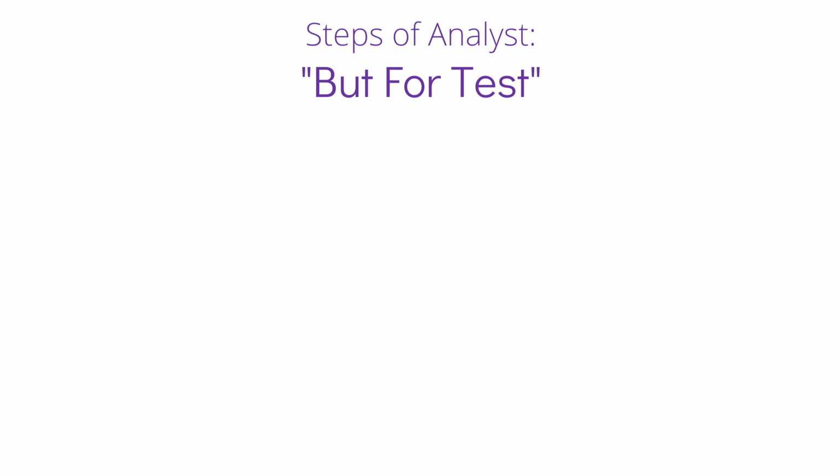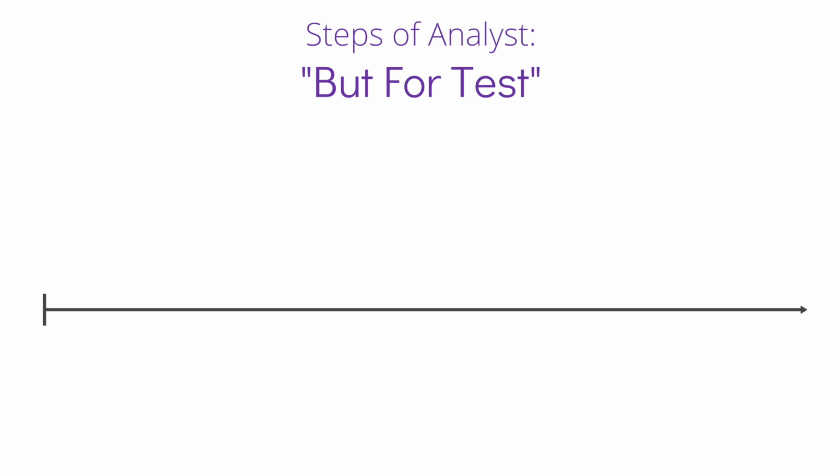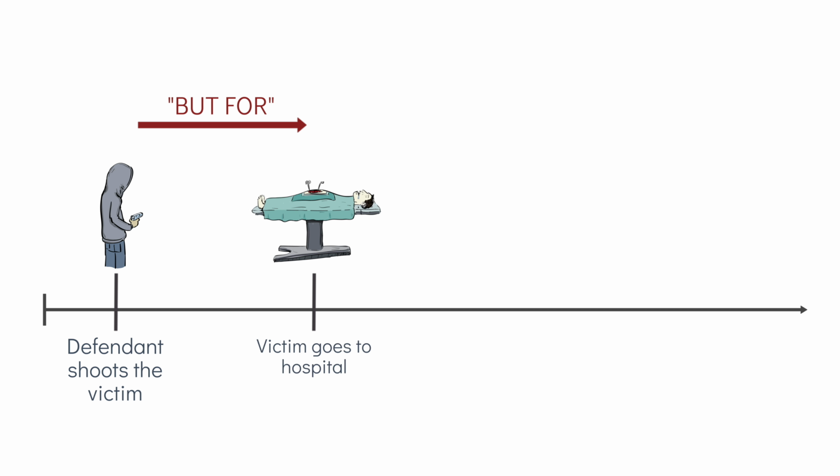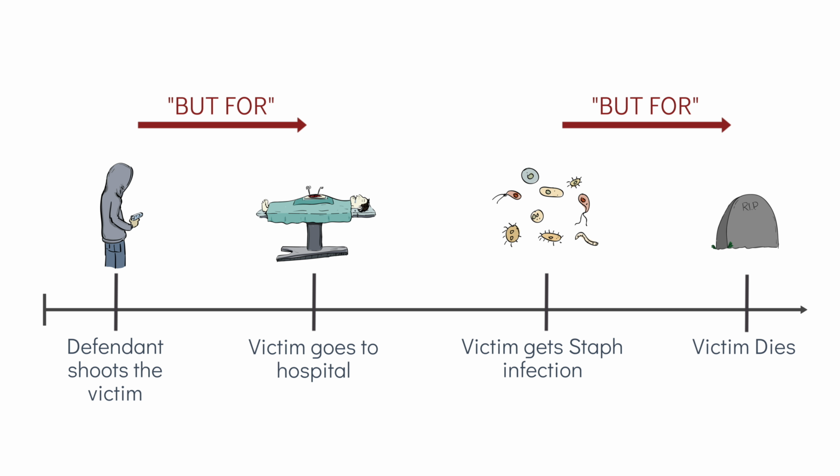Defendant shoots the victim who goes to the hospital. At the hospital, victim contracts a staph infection and dies. Is defendant still responsible for victim's death? Using our steps of analysis, we would employ first the but-for test to determine all of our factual causes. But for defendant's shooting the victim wouldn't have been in the hospital to be exposed to a staph infection and die. Factual cause number 2 is the staph infection at the hospital.